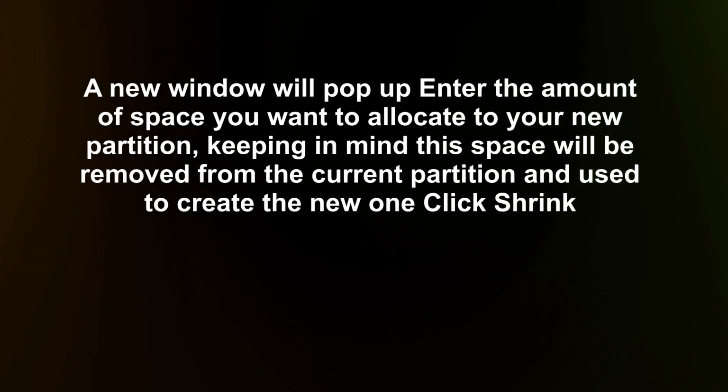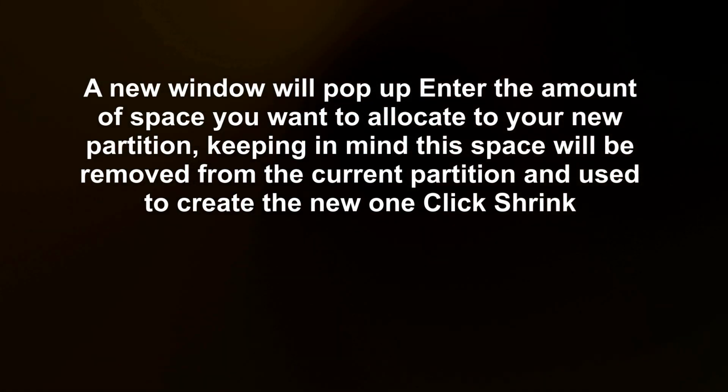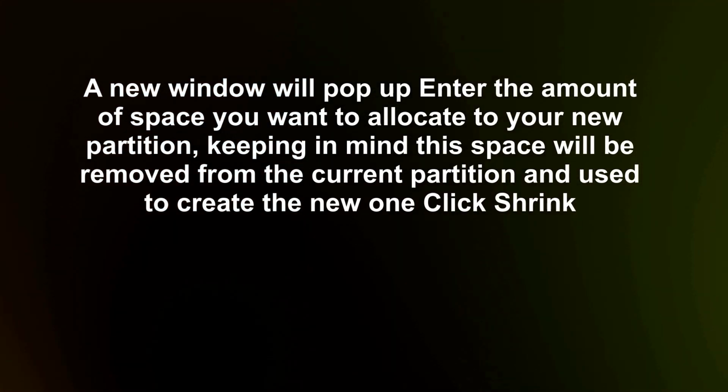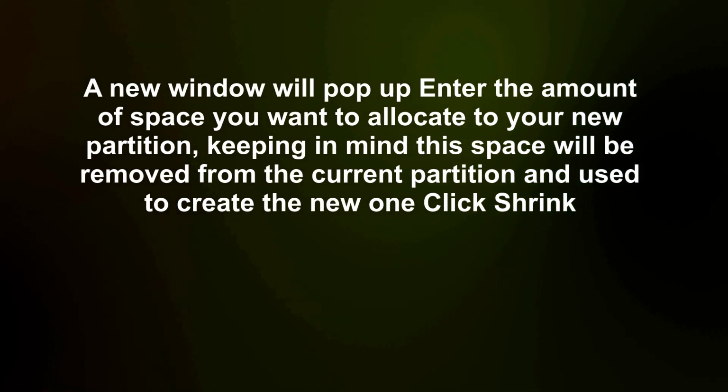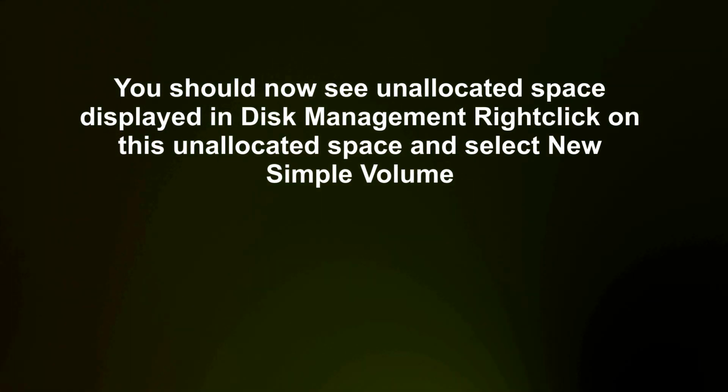A new window will pop up. Enter the amount of space you want to allocate to your new partition, keeping in mind this space will be removed from the current partition and used to create the new one. Click Shrink. You should now see unallocated space displayed in Disk Management.